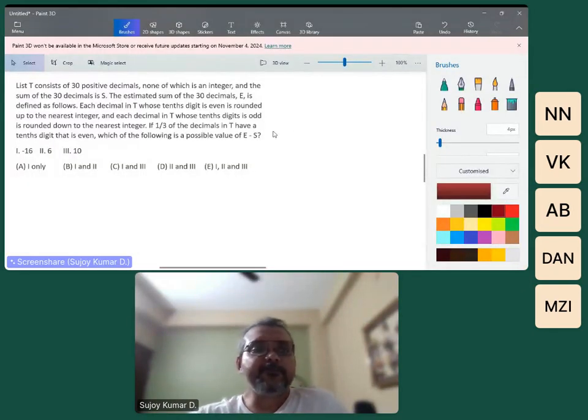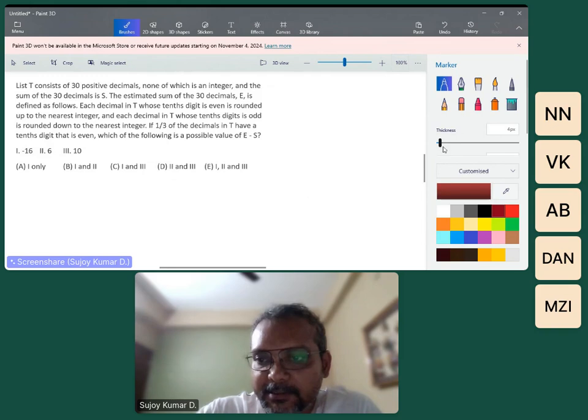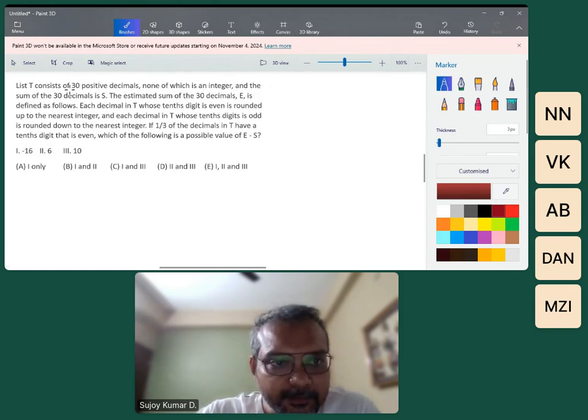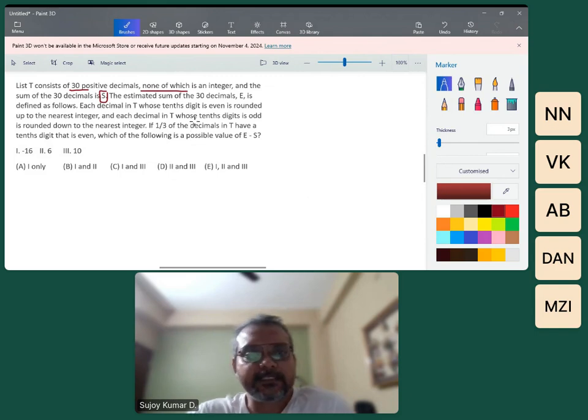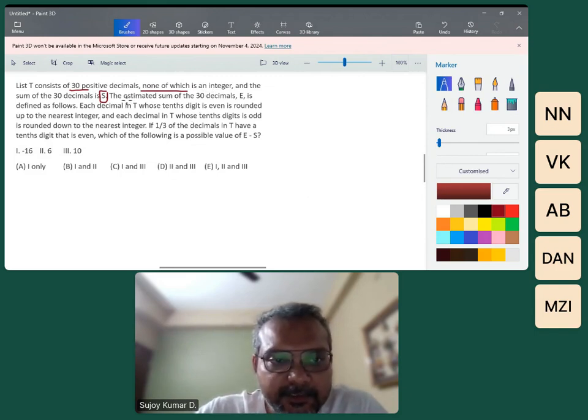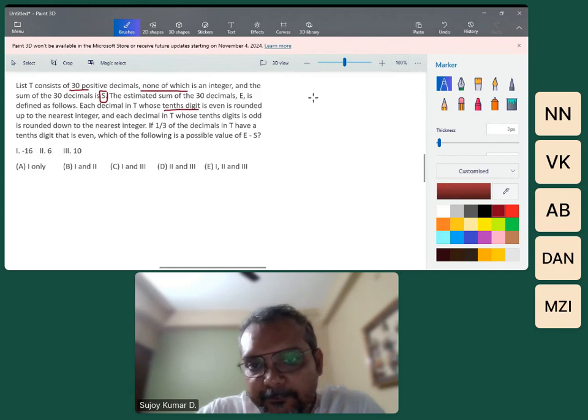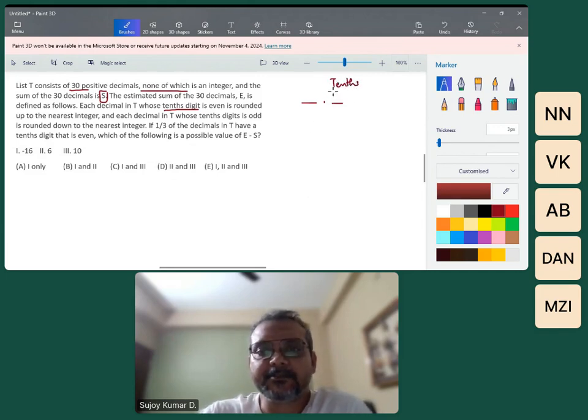Okay. So a few important points. What are the important things here that we observe? 30 numbers. None of which is an integer. All have decimal points. And their sum is S. Actually, if you end up adding everything, you'll get S. Now they have done something different. They have done the estimated sum, which they have defined as follows. So the tenth digit means something decimal, whatever comes here, that's the 10th digit, this one.